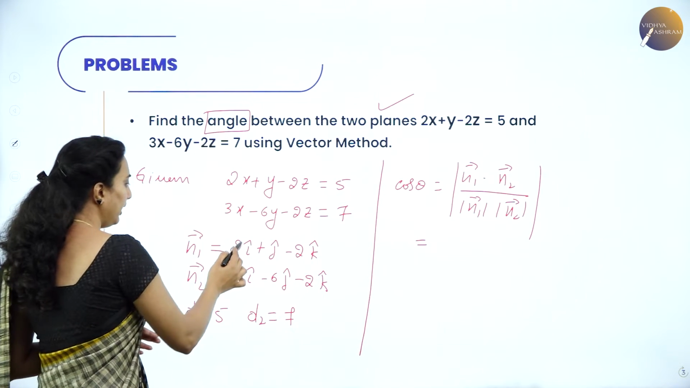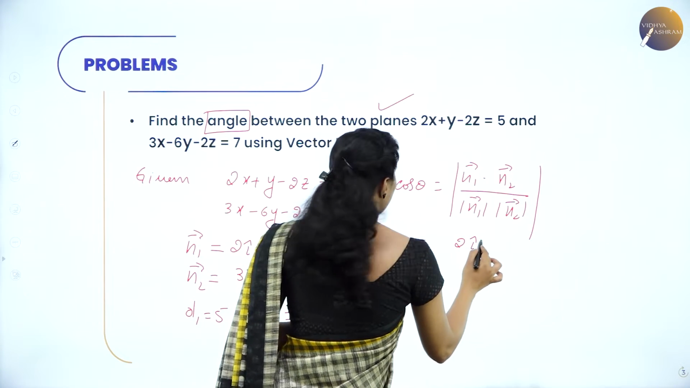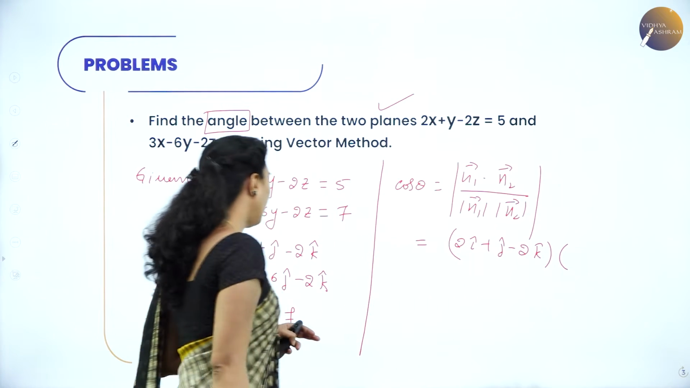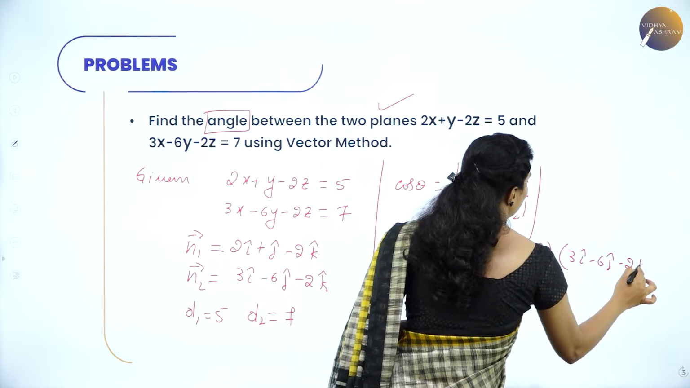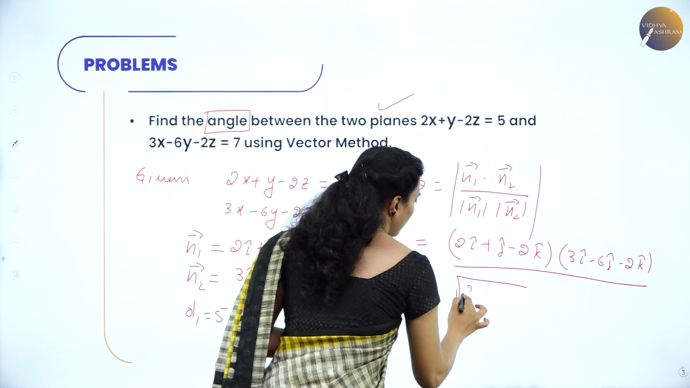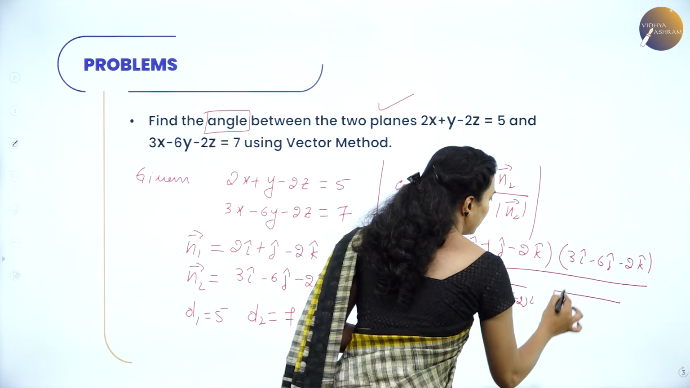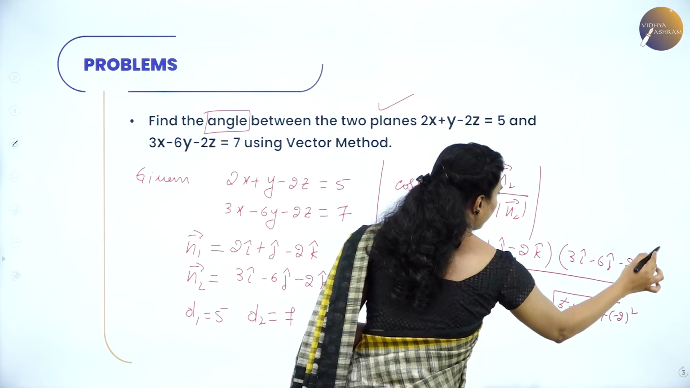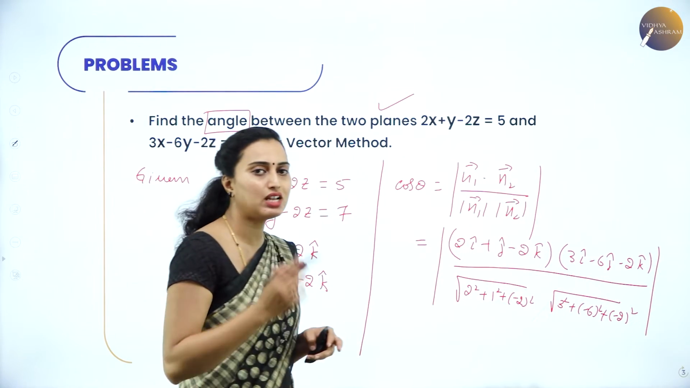Now, let me write n1 dot n2. What is n1 dot n2? i dot i is equal to 1, which you can have. So if you want, you can write (2i plus j minus 2k) dot (3i minus 6j minus 2k) divided by the magnitudes, that means the square root of 2 squared plus 1 squared plus minus 2 whole squared, the coefficients of i, j, k, times the square root of 3 squared plus minus 6 squared plus minus 2 whole squared. Okay, so this is what you are going to calculate. Now, you can multiply 2 into 3, which is i dot i.